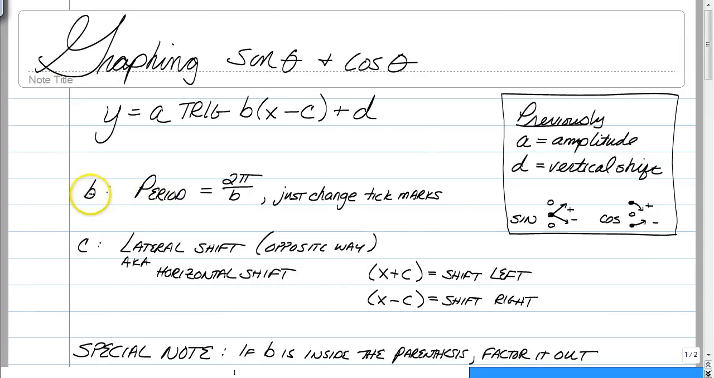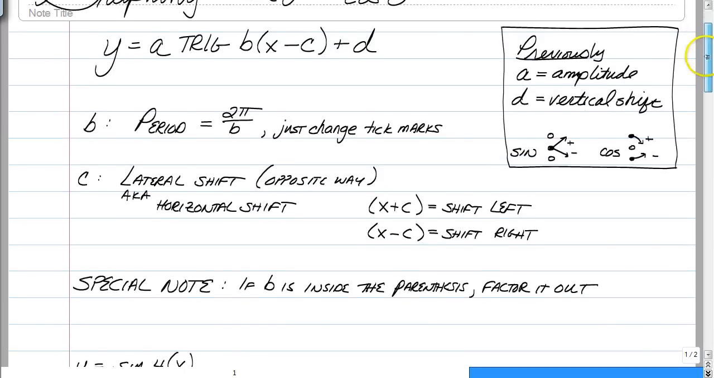Now B does not represent the exact period, it's how you get it. So the period of sine and cosine is always going to be 2 pi divided by that B value. But for the sake of graphing, we're just going to change the tick marks along the graph. We're not going to squish it or anything like that. I would have to give you specially scaled graph paper for that.